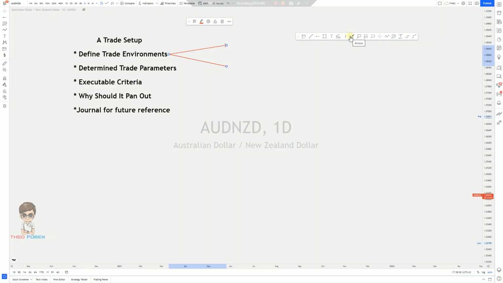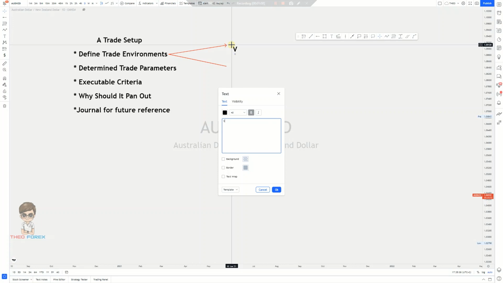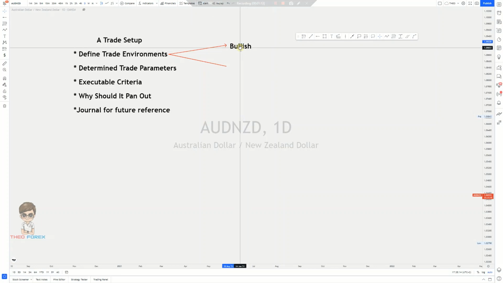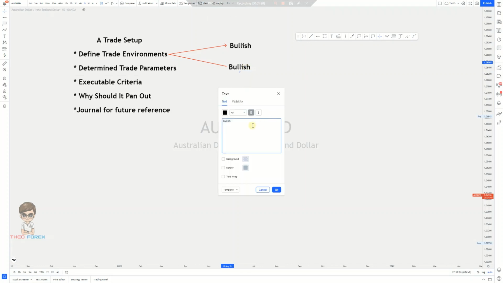A defined trade environment. What environment do you want to trade in? Do you want to trade when the market is bullish, or when the market is bearish? It's either bullish or bearish.